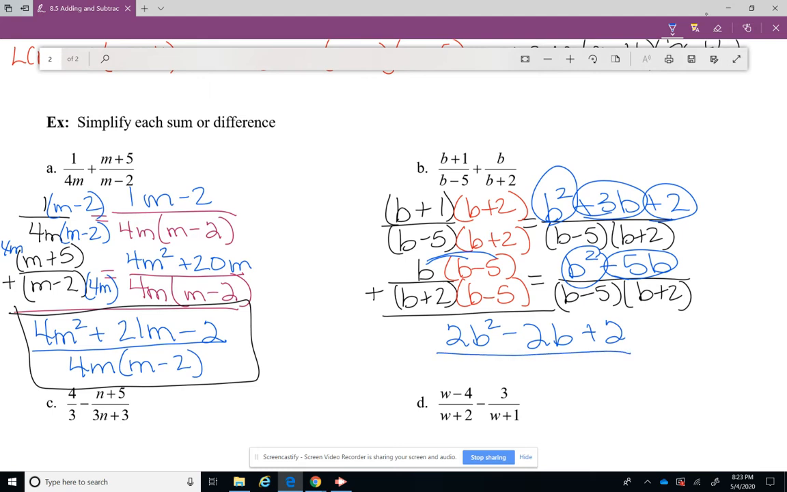Now, we could pull out a 2, but if we did, it would be b squared minus b plus 1. And we're not going to be able to factor that anymore. Okay, so since we are not going to be able to factor it anymore, there's no need to pull the 2 out unless you know for sure that you can factor it. So we're going to put it over b minus 5 and b plus 2, and that is your answer.